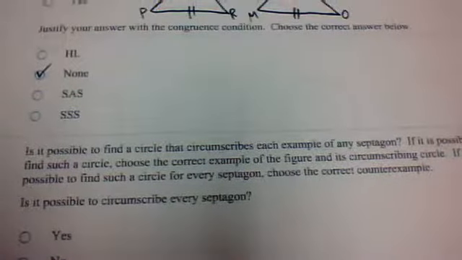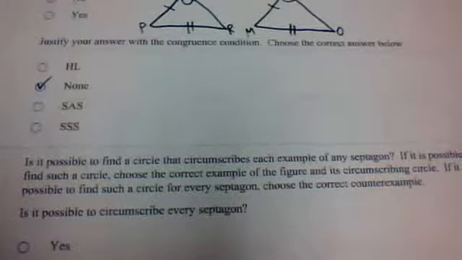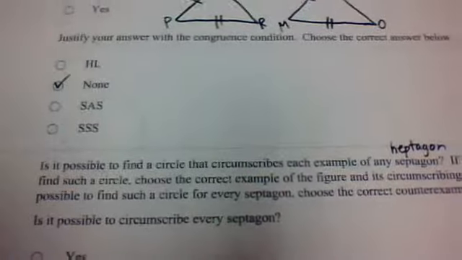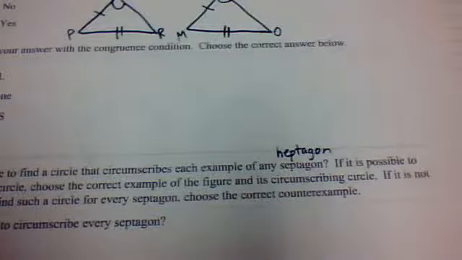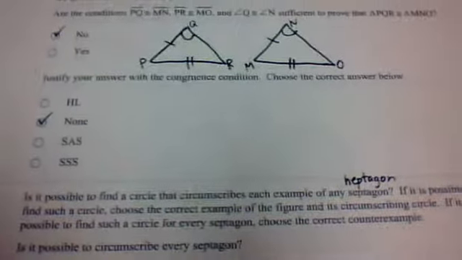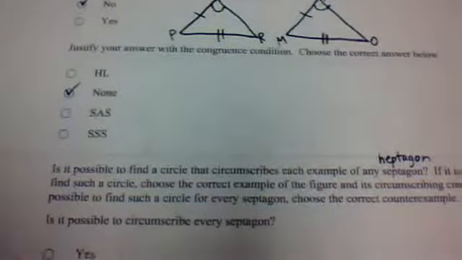Is it possible to find a circle that circumscribes each example of any septagon? And a septagon is the same as the word heptagon, which is a seven-sided figure. If it is possible to find such a circle, choose the correct example of the figure and its circumscribing circle. If it's not possible to find such a circle for every septagon, choose the correct counterexample. Okay.